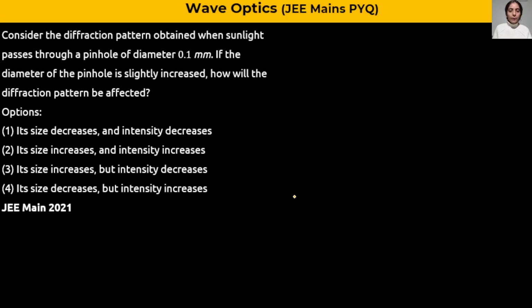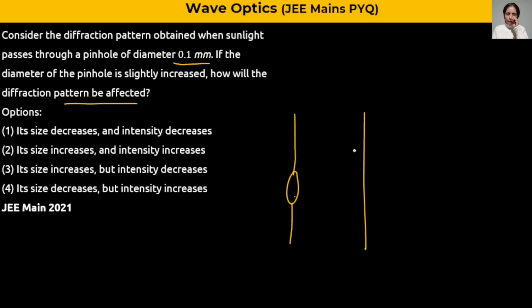What do we have to talk about? Consider the diffraction pattern obtained when sunlight passes through a pinhole of this diameter. If the diameter of the pinhole is slightly increased, how will the diffraction pattern be affected? So let's say this is the slit and it is used for single slit diffraction. And it has a diameter of how much?